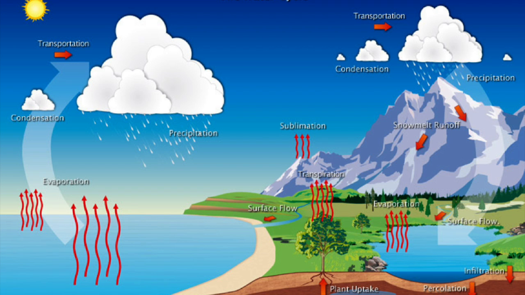The steam collects into clouds. As the water cools, it condenses through a process called condensation. One thing we have not yet mentioned is precipitation.